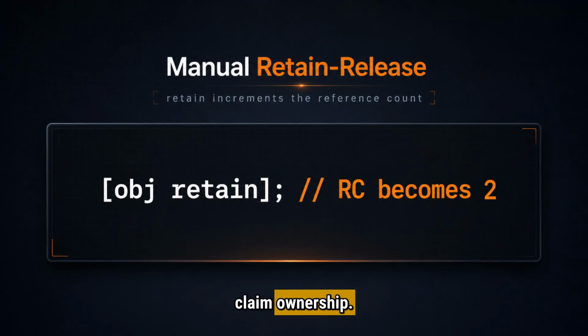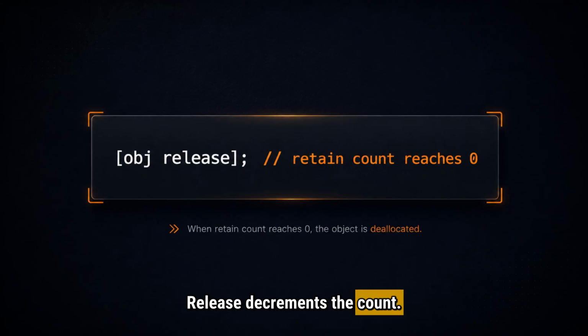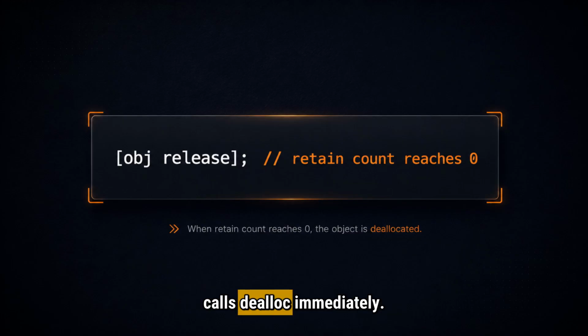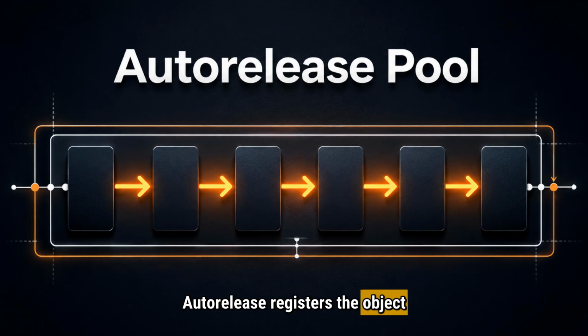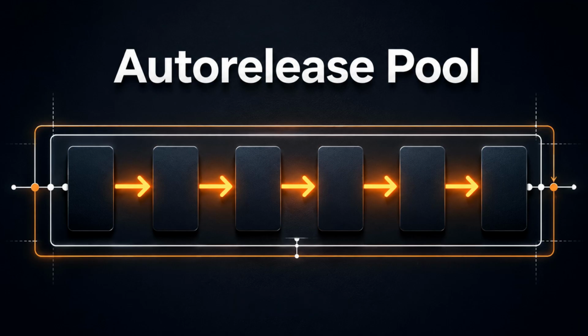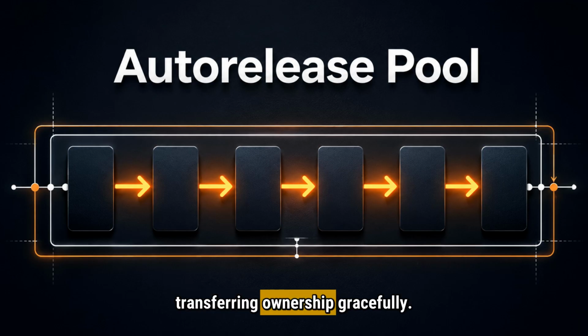Retain is how you claim ownership. It tells the system, I need this object, do not free it. Release decrements the count. If you are the last owner and it hits 0, the runtime calls dealloc immediately. Forget a release, you leak. Release too many times, you corrupt. Pre-ARC debugging was largely the art of finding these bugs. Autorelease registers the object in a pool to be released later. It was essential for transferring ownership gracefully.